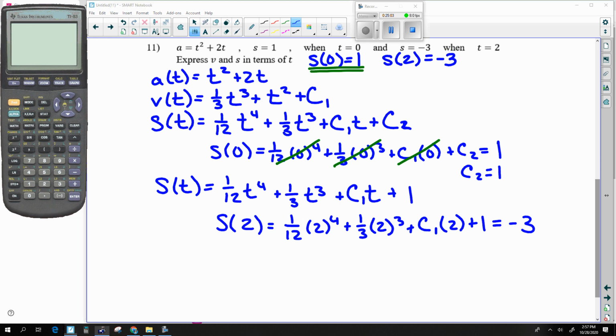All right, so here's some math. Let's make this easy on ourselves and store 2 as our x. So this is going to be 1/12 x to the 4th plus 1/3 x to the 3rd. I'm going to leave the c1 alone. That's going to be plus 1. All right, so -3 minus that answer gets us to -8. And so in essence, what we're chilling with is 2c1 is equal to -8, and thus c1 is equal to -4.